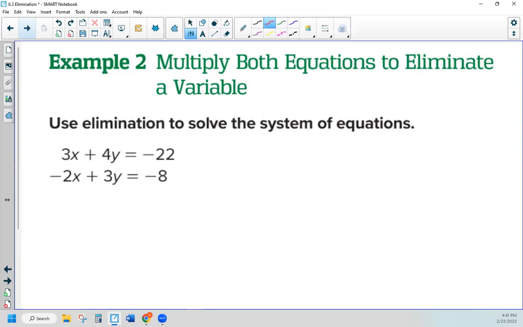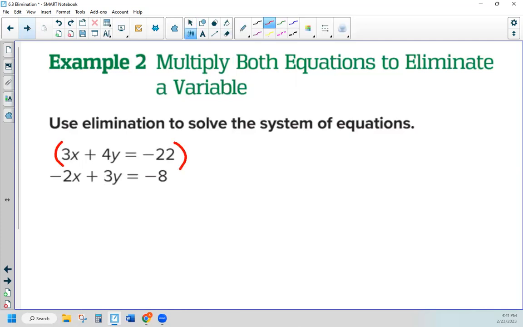The 3 and the 2, I can get them both to a 6, right? If I multiply the 3 by 2 and I multiply this negative 2 by 3, they will both turn into 6. So see what I did? I'm multiplying both equations to make this happen, so I can get the same number on both of them. It doesn't matter what you decide to do.